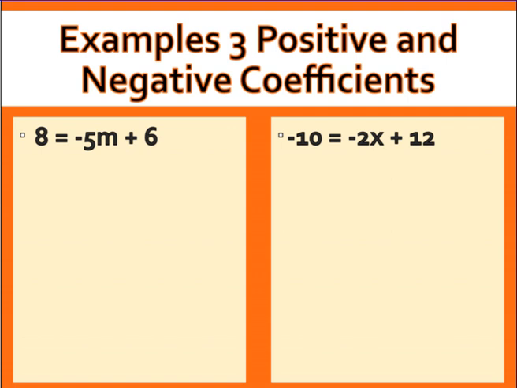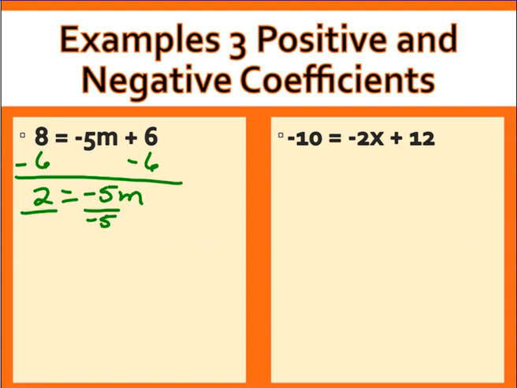Another example. Here, everything's just flipped. Still do the same exact thing. It's just you're going to be working from right to left. So the opposite of adding 6 is subtracting 6. I do that on both sides. 8 minus 6 is 2. All I have left on the right-hand side is a negative 5m. To get m by itself, I do the opposite, which is divide by negative 5. I do that on both sides. M would equal negative 2/5.